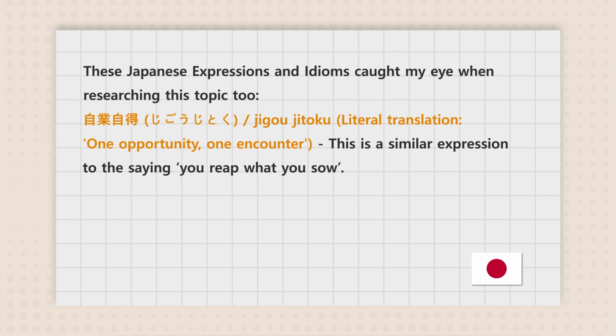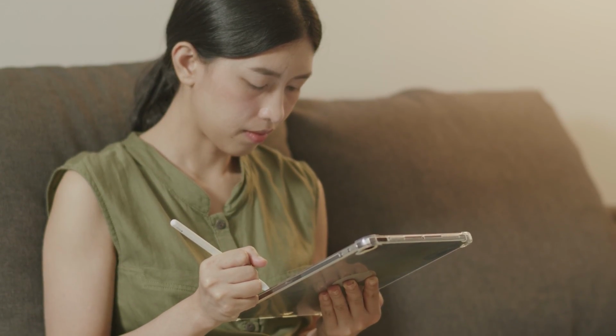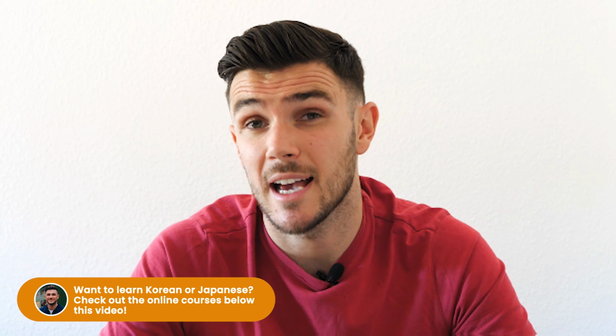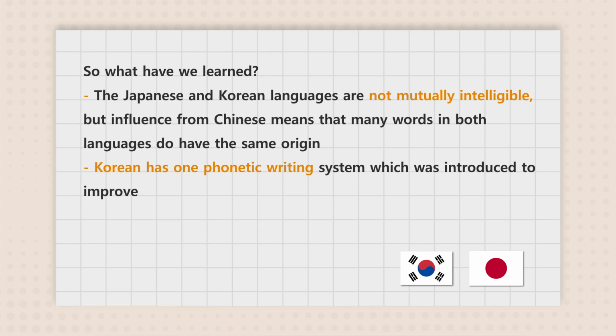So what have we learned today? The Japanese and Korean languages are not mutually intelligible, but influence from Chinese means that up to 60% of words in both languages do have the same origin. Korean has one phonetic writing system which was introduced to improve literacy, whereas Japanese has 3 scripts.